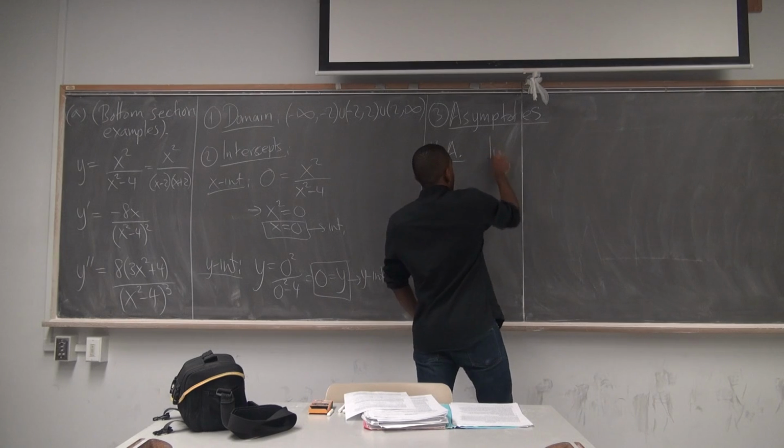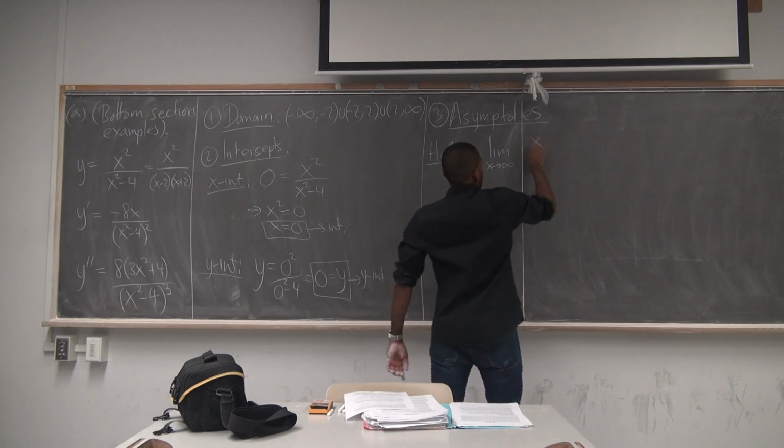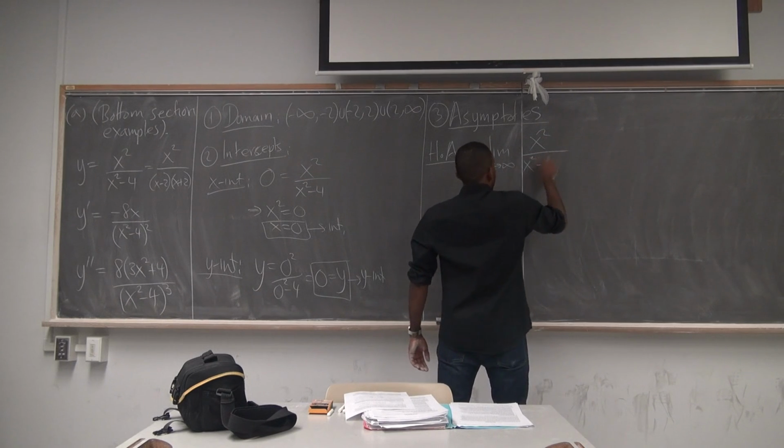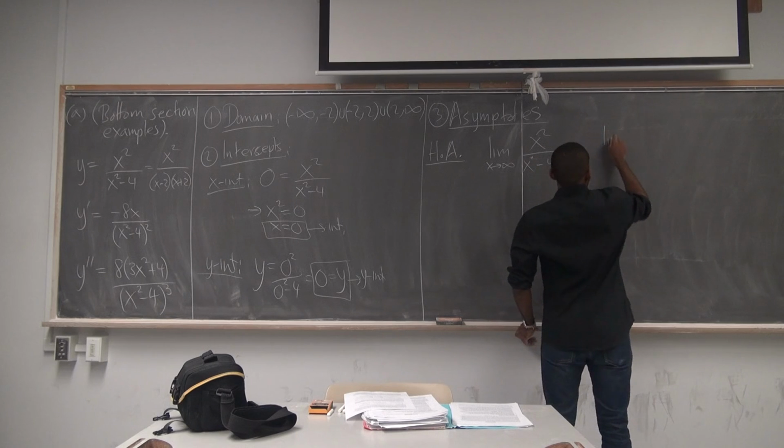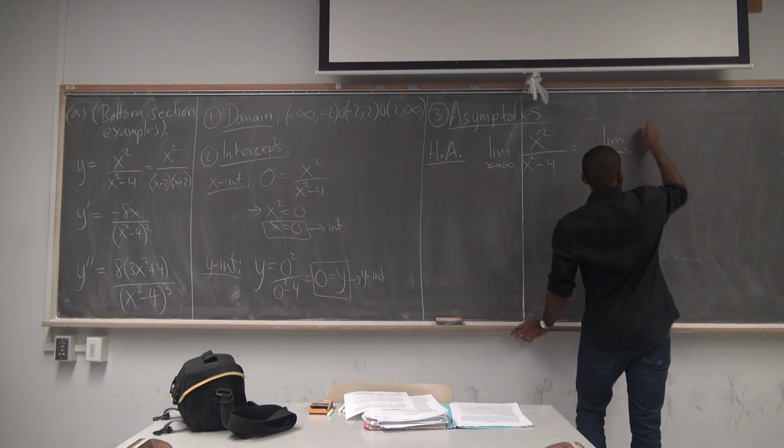Right, we have to find two limits. The limit as x approaches infinity of the function x squared over x squared minus 4, and I also have to take the limit as x approaches negative infinity of the function.